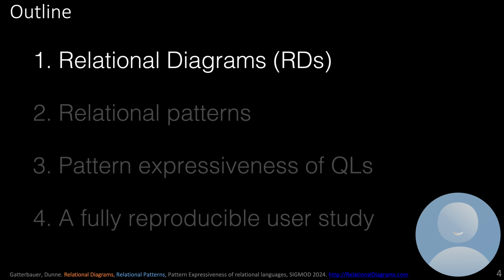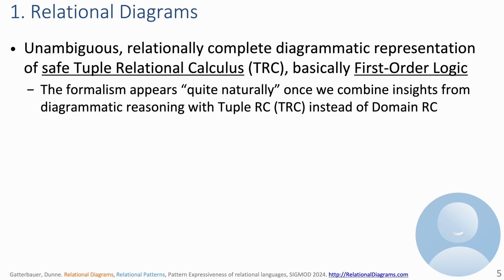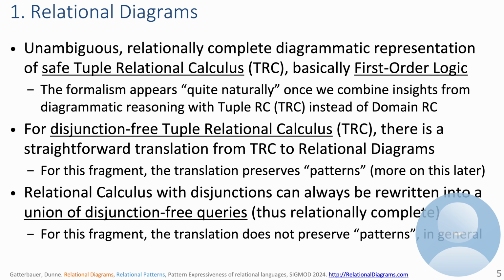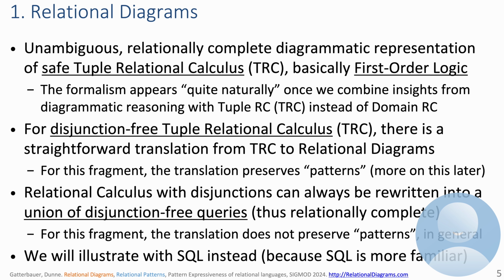We start with relational diagrams. Relational diagrams are an unambiguous, relationally complete diagrammatic representation of safe two-positional calculus. For queries without disjunctions, the translation is really straightforward, as we will see in a moment. Whenever we have disjunctions, then we first need to translate the query into a union of disjunction-free queries. And while our translation normally starts from relational calculus, we will illustrate here with SQL instead, just because more people are familiar with SQL.